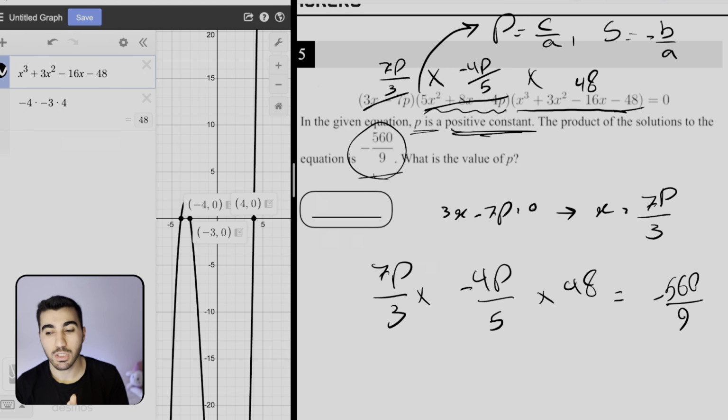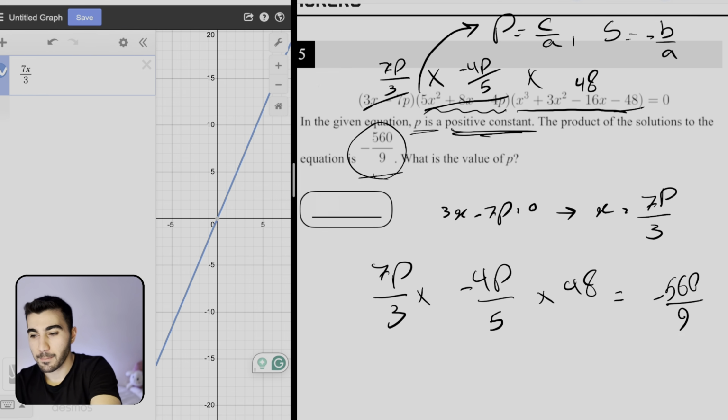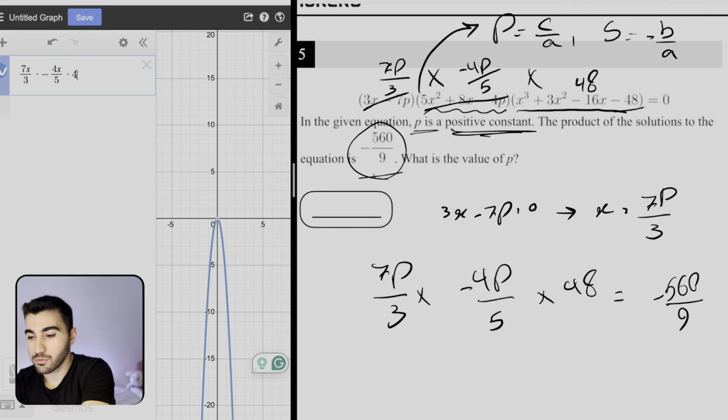And now we just need to solve this equation for p, find the value of p, right? All the equations we can solve using Desmos, one variable equation. So I'm going to put this into Desmos, but rather than p, I'm going to put x, right? So Desmos can solve for x. 7x over 3 times negative 4x over 5 times 48 equals negative 560 divided by 9.